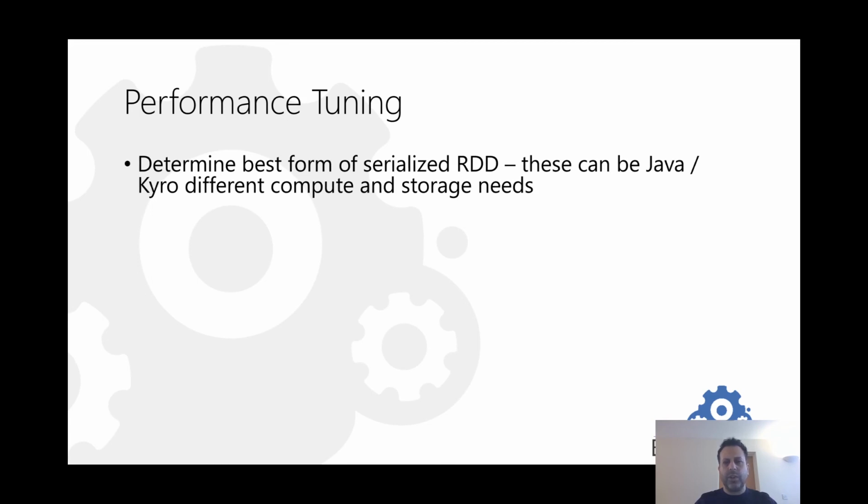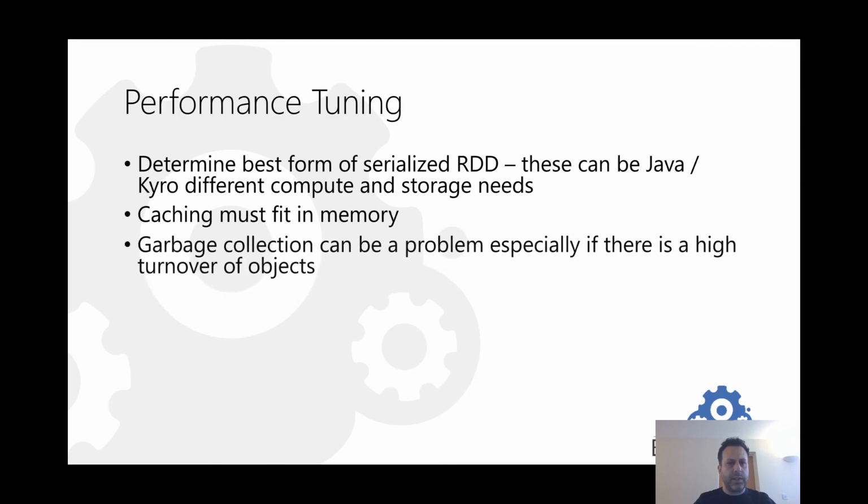So we'll look at performance tuning. We've got the determination of the best type of serialized RDD. RDDs underlie the data frames, and they can be either Java or Kryo, and each of these is either compressed or non-compressed. So they have different attributes, and depending on the size of your RDDs, you can choose different serializers at low level. Caching generally must fit into memory, so we haven't touched caching in notebooks, but it's very important that it doesn't spill over onto disk because it will slow down.